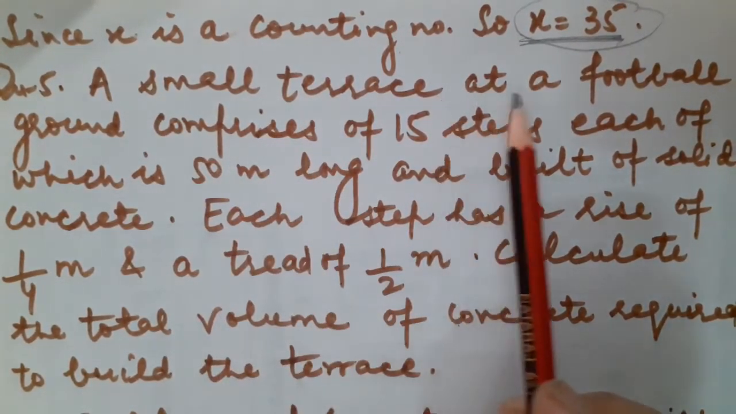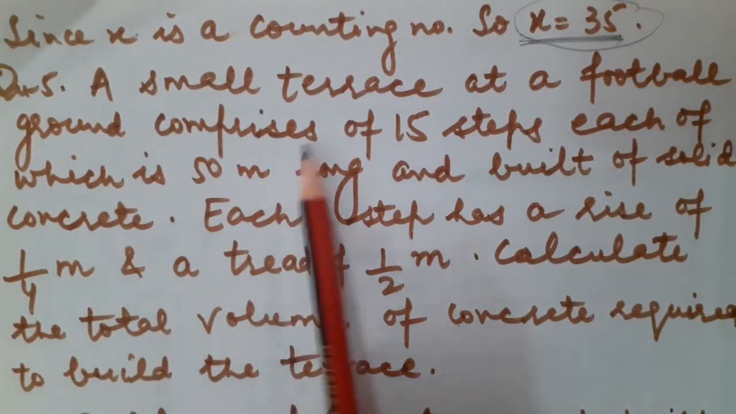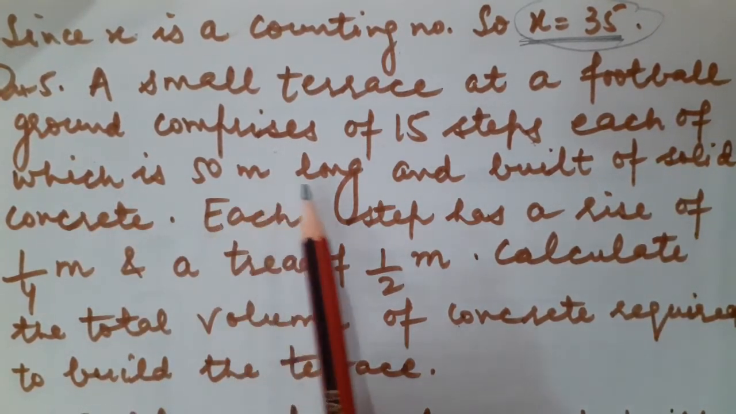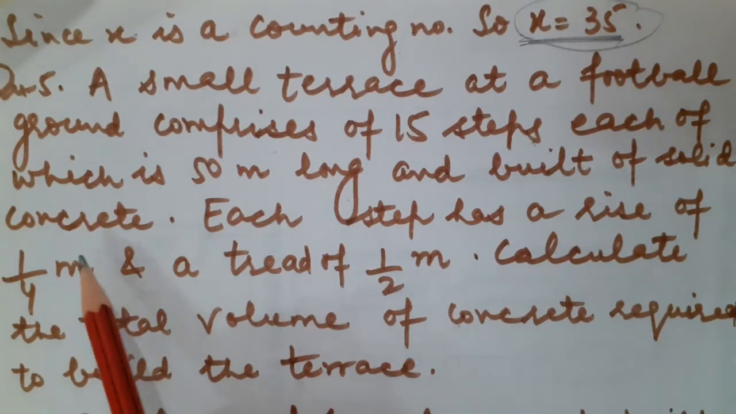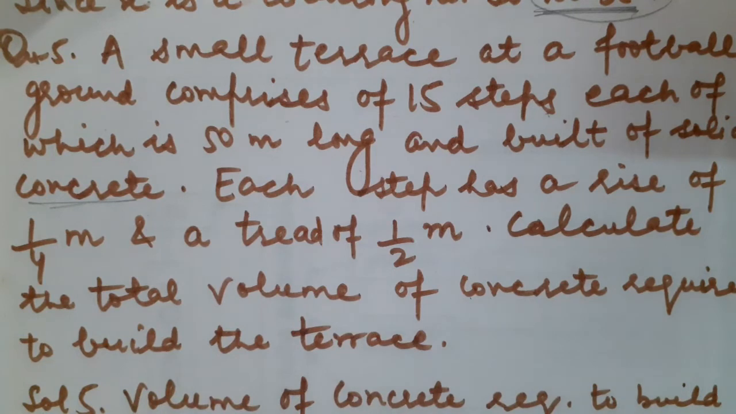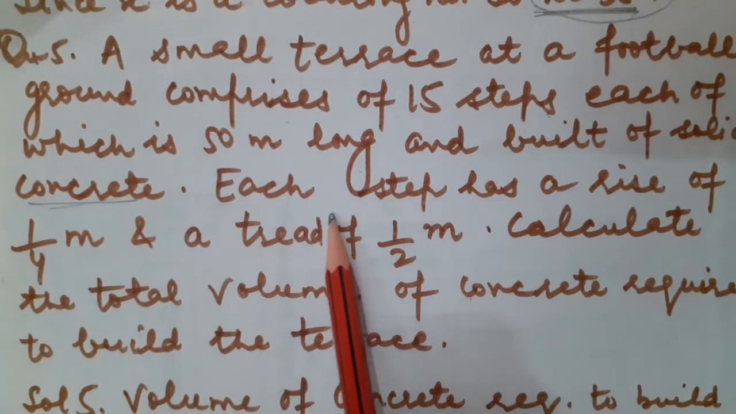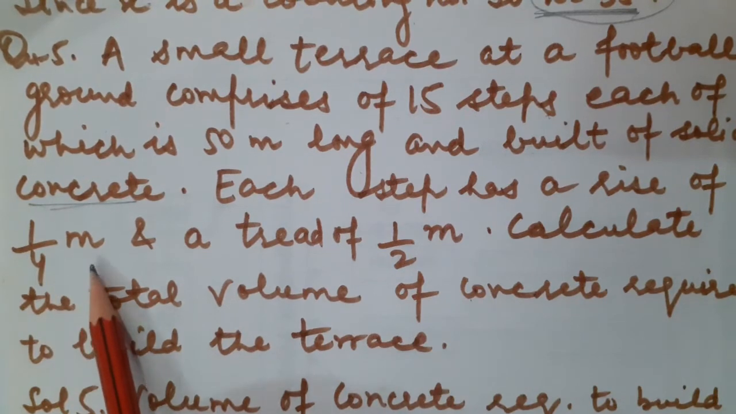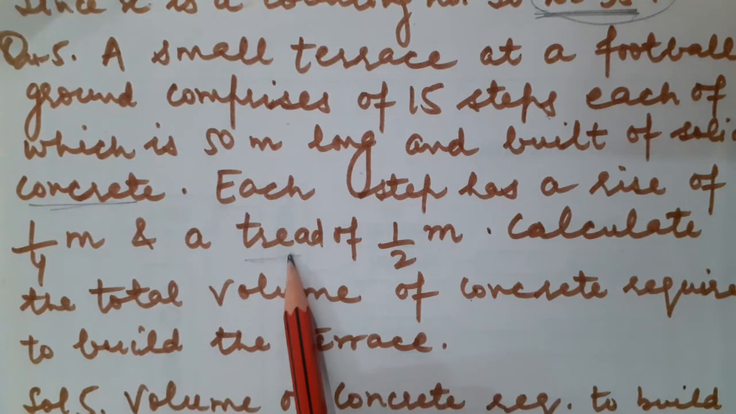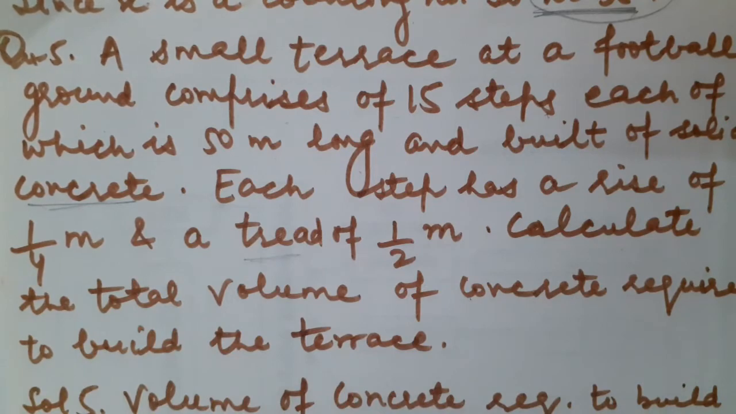A small terrace at a football ground comprises of 15 steps, each of which is 50 meter long and built of solid concrete. What do you mean by concrete? Concrete is the building material which is made from the mixture of stone, sand, cement and water, etc. Correct, students? Each step has a rise of 1/4 meters and a tread of 1/2 meter. Tread you can call it a width. Fine. Calculate the total volume of the concrete required to build the terrace.